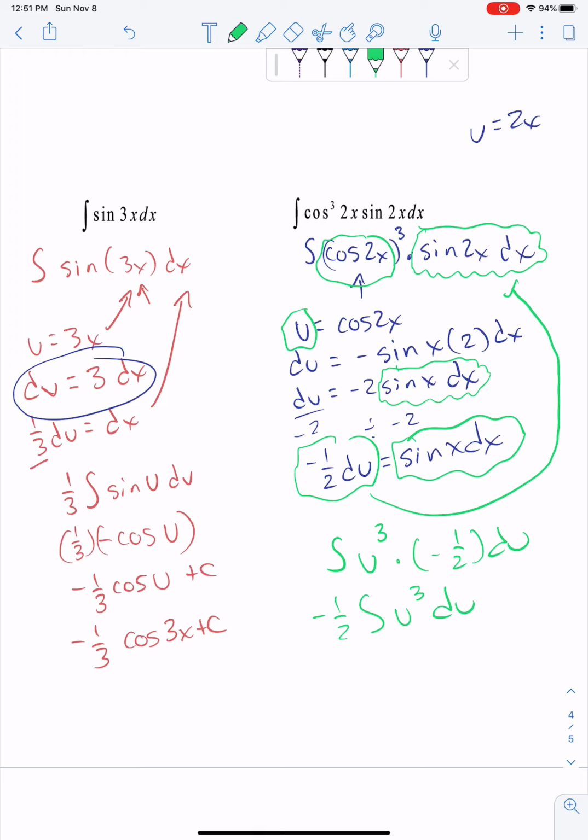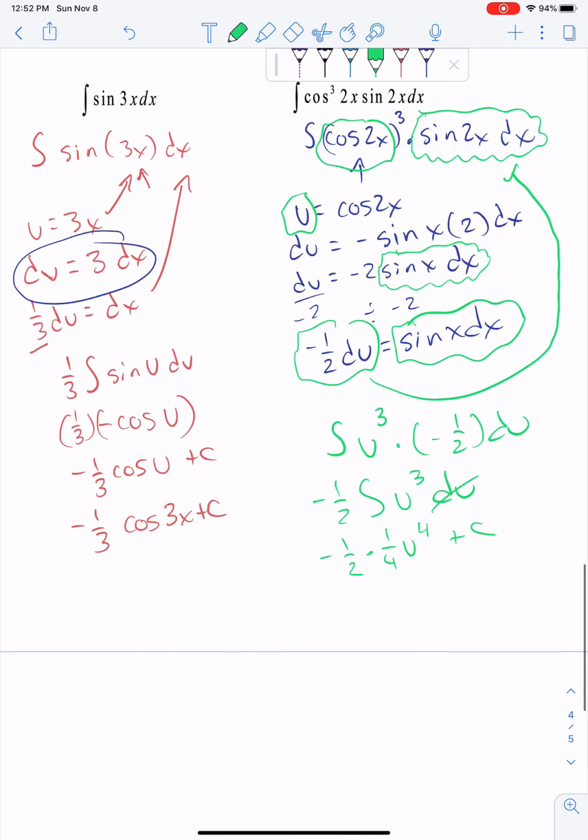So now when I take the integral, u cubed becomes u to the fourth, which means I need to multiply by a fourth. But I also have that negative 1/2 in the front that I need to multiply by. And the du goes away, and I'm left with a plus c.